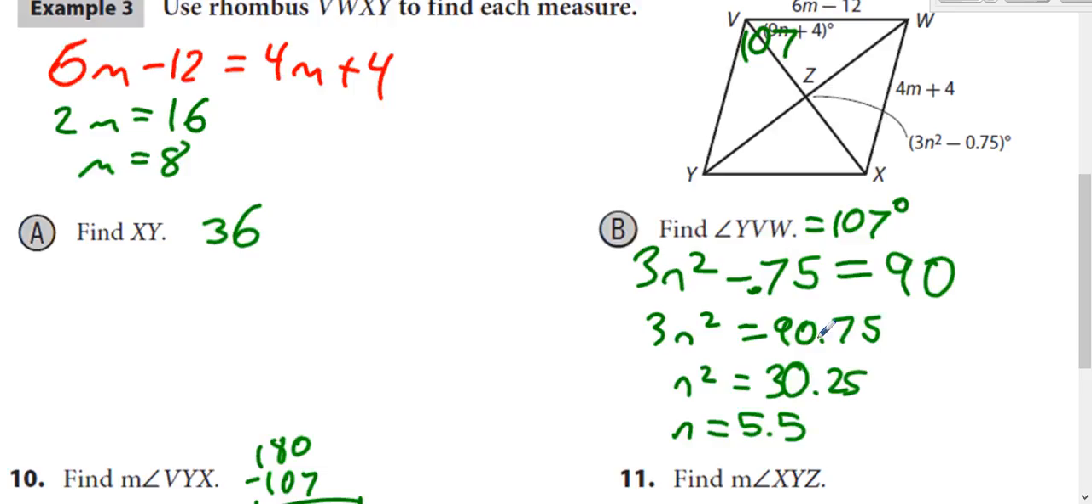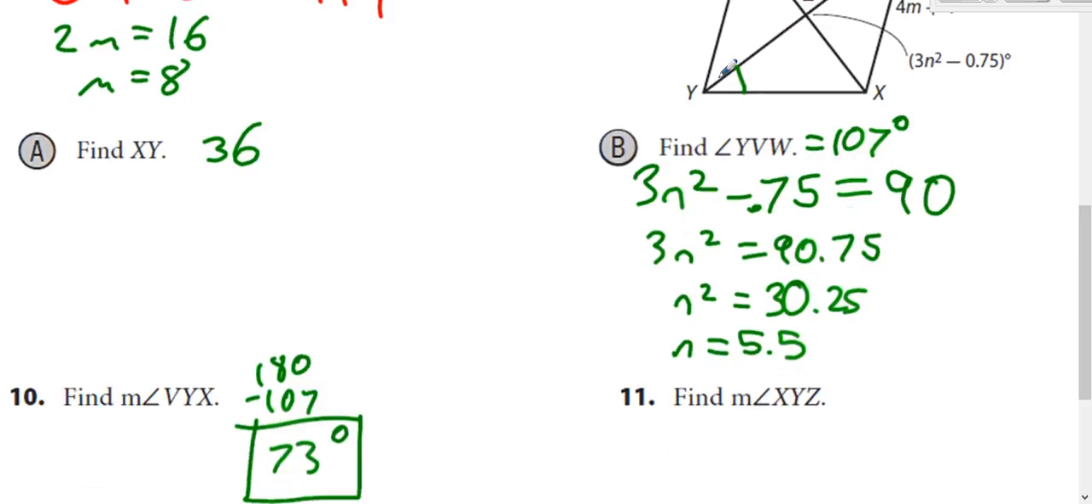And then the last angle we're asked to find right here is angle XYZ, just that portion of it. Since we just found that that entire angle, VYX, is 73, XYZ is going to be half of that because the diagonals bisect the angles. So do 73 divided by 2, which is 36.5 degrees because the diagonals bisect the angles.